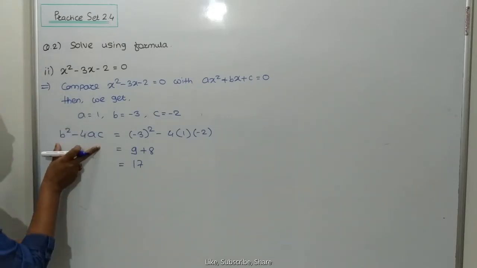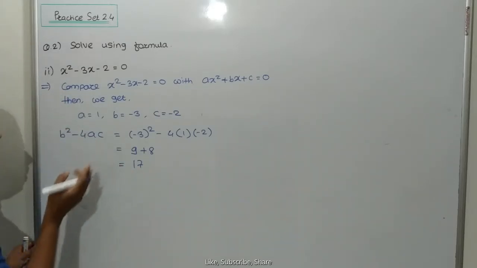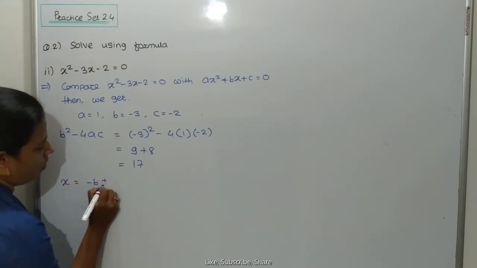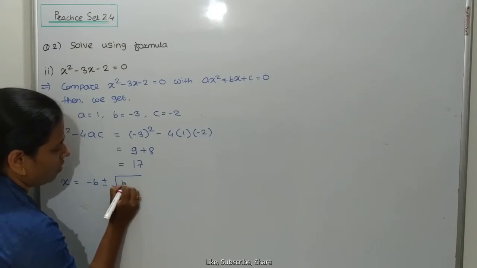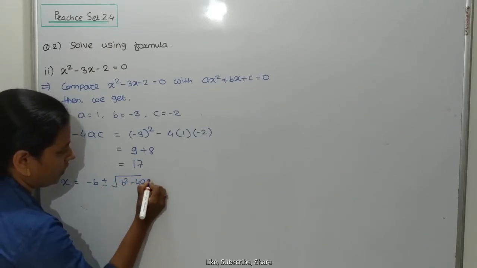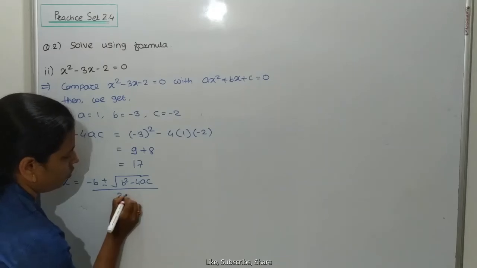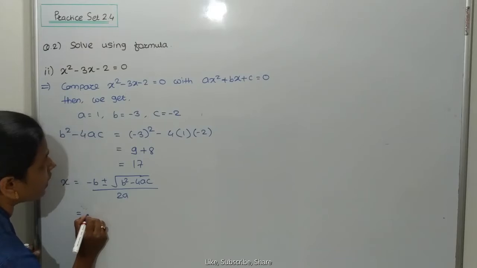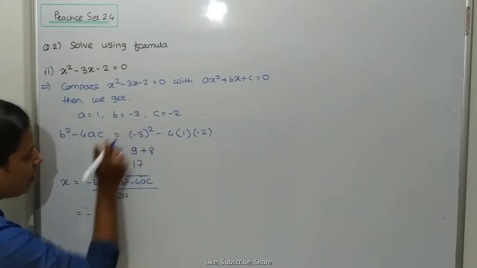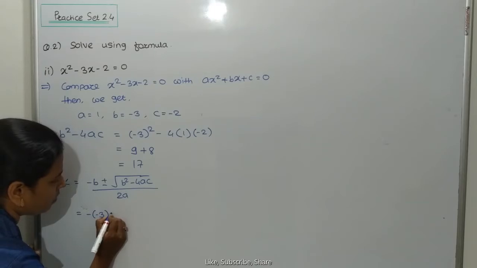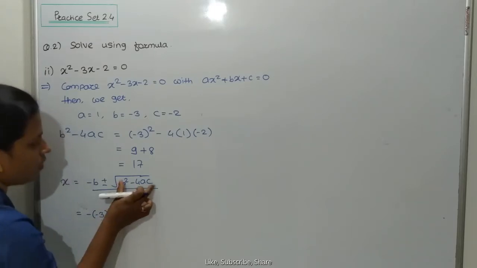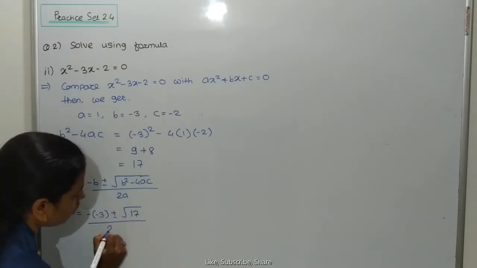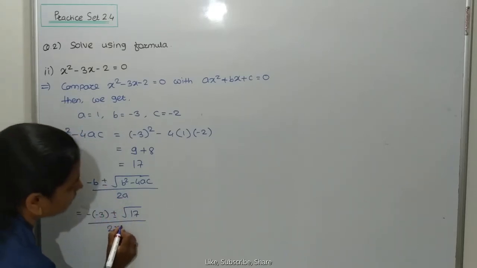Okay. That means whatever the value of this one, you have to put in the main formula. What is the formula here? x is equal to minus b plus minus root of b square minus 4ac upon 2a. So put the value of each and every variable. What is the value of b? That is minus, this minus is put here. Then what is the value of b? Minus 3 plus minus root of, what is the value of this one? That is 17. So put 17 upon 2 into a, value is 1.